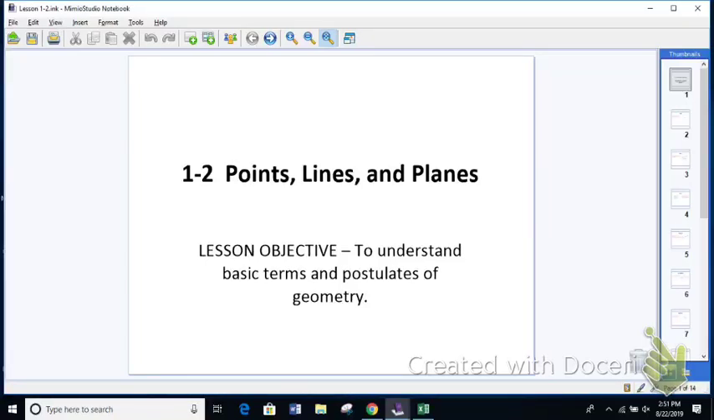So today we're going to be looking at section 2 of chapter 1. First section we are not covering. So today we're talking about points, lines, and planes. Lesson objective is for you to understand basic terms and postulates of geometry.